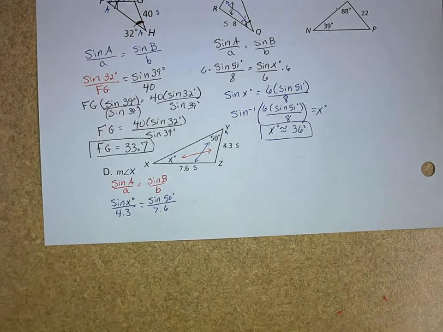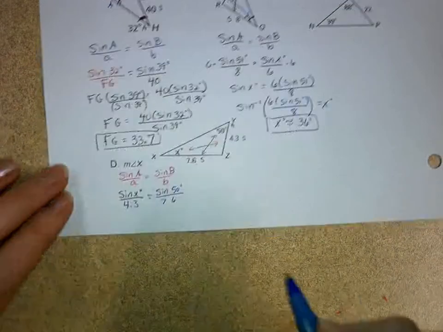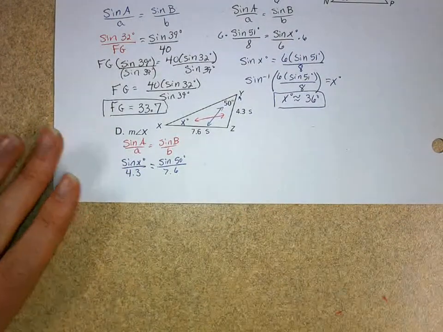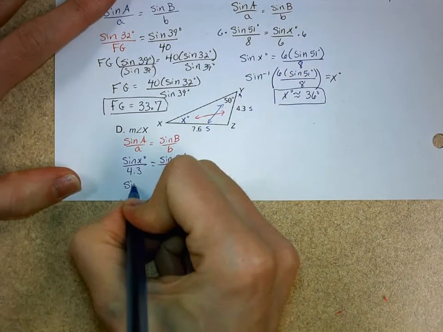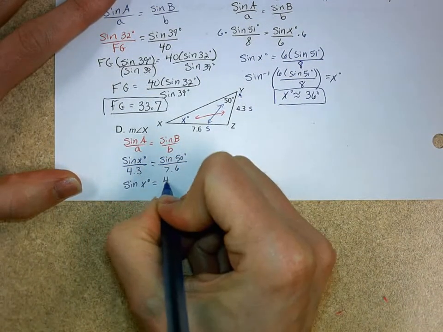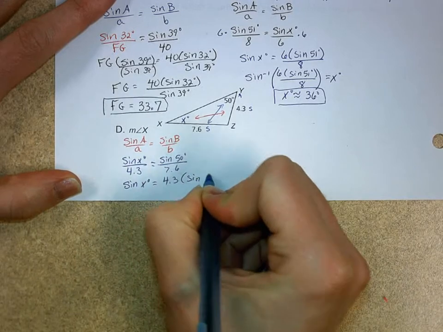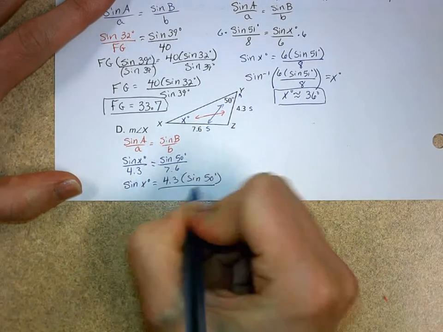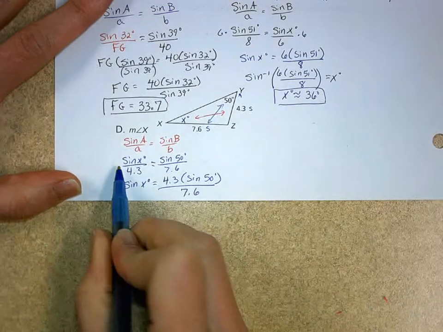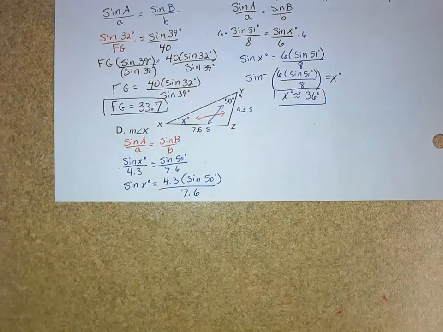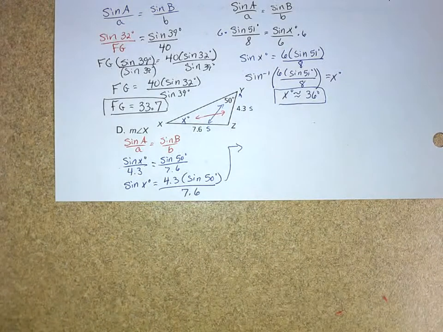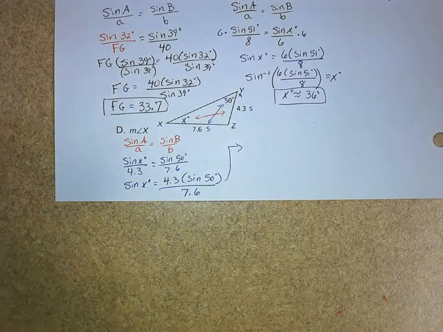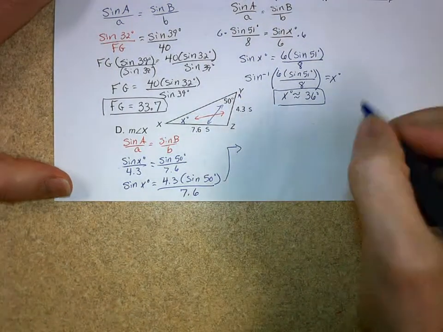Now I want to get the sine of X by itself. So I'm going to multiply both sides by 4.3. So I get the sine of X degrees equals 4.3 times the sine of 50 degrees all over 7.6. What did I do? I multiplied both sides by 4.3. Then I have to use my arc sine or my inverse sine to find the value of the angle.